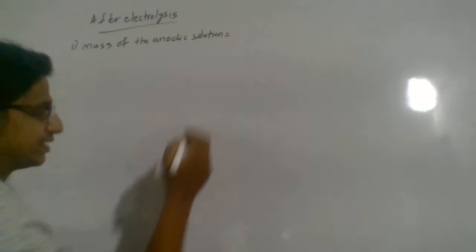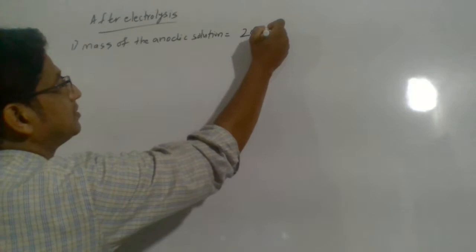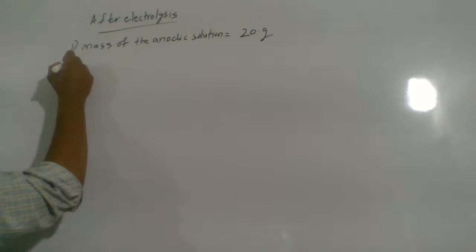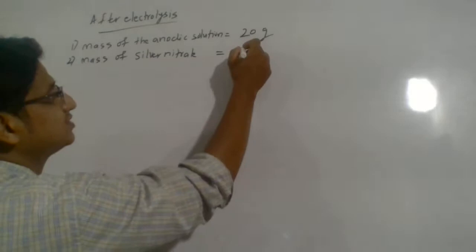So first point, now you have to consider the mass of the anodic solution. That means the mass of the solution which is present after electrolysis. That's given in the question. Look at the question. It is 20 gram. So 20 gram is the mass of the anodic solution. Now mass of the silver nitrate present, that also is given, 0.160 gram. This is the mass of silver nitrate that is present.